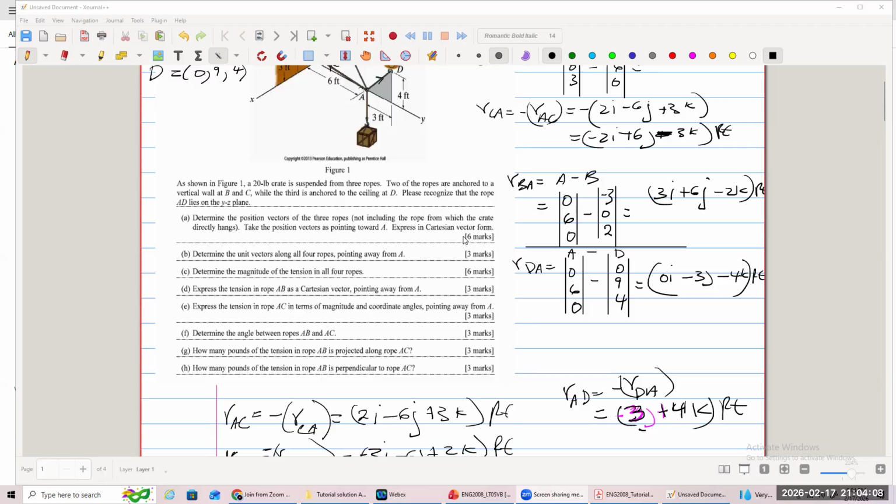All right, fantastic. So what we're really saying, we did up to finding the magnitude of the tensions in all 4 ropes. You have to express the tension in rope AB in Cartesian vector form pointing away from A. We did that. Determine the magnitude of tension in all 4 ropes. Express the tension in rope AB in Cartesian vector pointing away from A. So we haven't done D and we haven't done E.